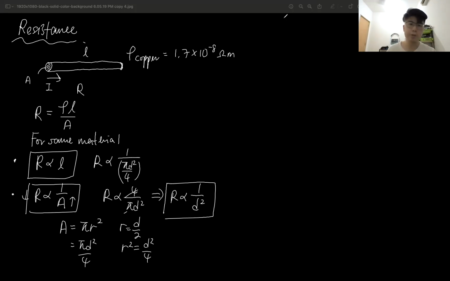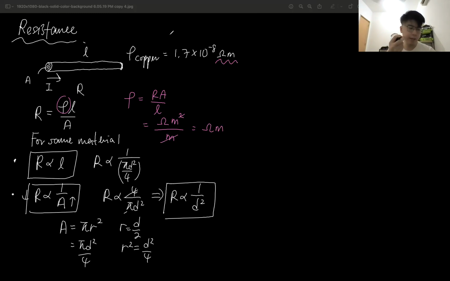Okay, and also about resistivity, the unit. If you do resistivity equals RA over L and change all this into units, you get ohm, area is meter squared, length is meter. Cut off, we get ohm meter. So the unit of resistivity is ohm meter.